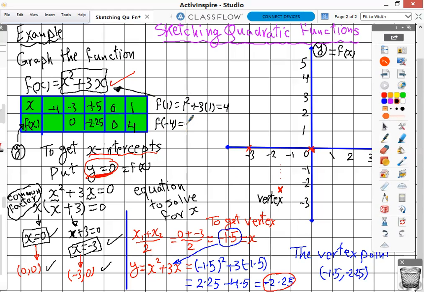Negative 4, power 2, plus 3, bracket, negative 4. X is negative 4. F of negative 4. Then negative 4 squared will be what? 16, minus 3 by 4, 12.